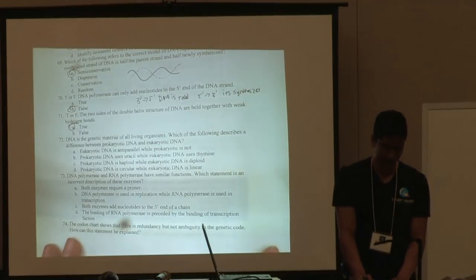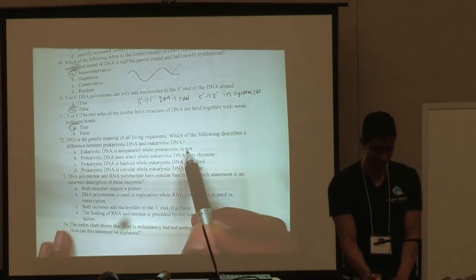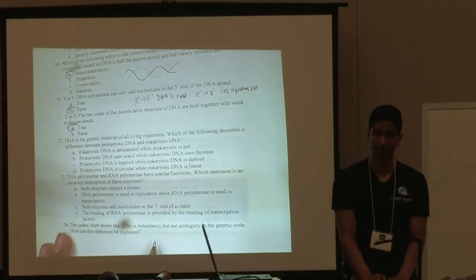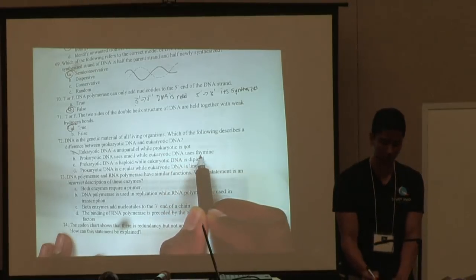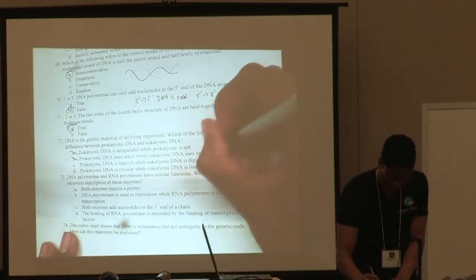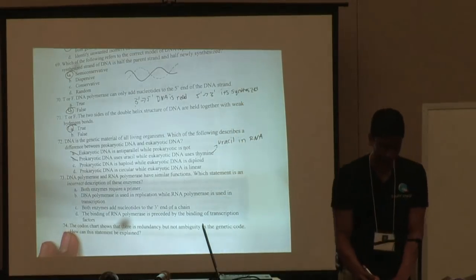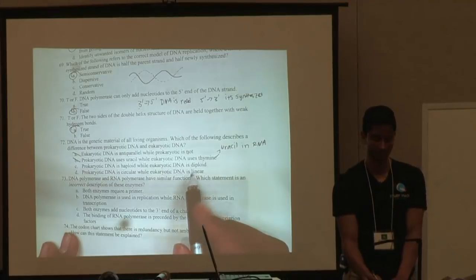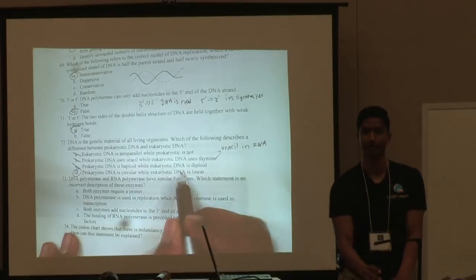All right, 72. DNA is the genetic material of all living organisms. Which of the following describes the difference between prokaryotic DNA and eukaryotic DNA? So let's go through the first one. Eukaryotic DNA is antiparallel, prokaryotic is not? No. Prokaryotic DNA uses uracil, while eukaryotic DNA uses thymine? No. Where is uracil used? RNA. Prokaryotic DNA is haploid while eukaryotic DNA is diploid? No. Prokaryotic DNA is circular while eukaryotic DNA is linear.